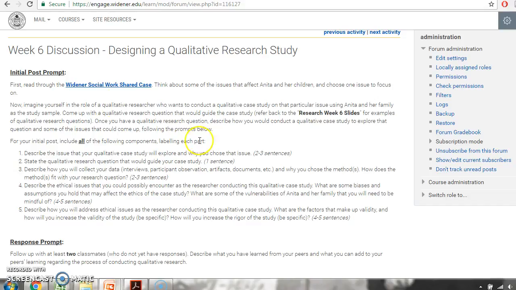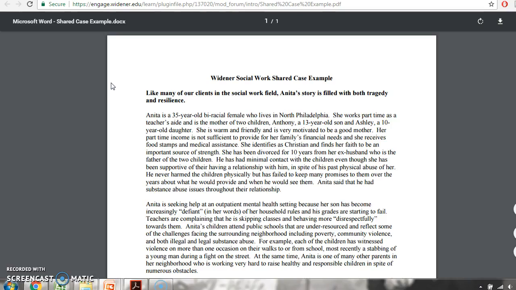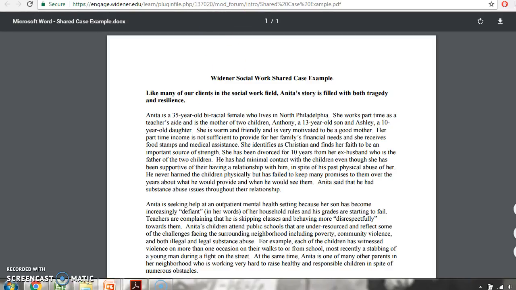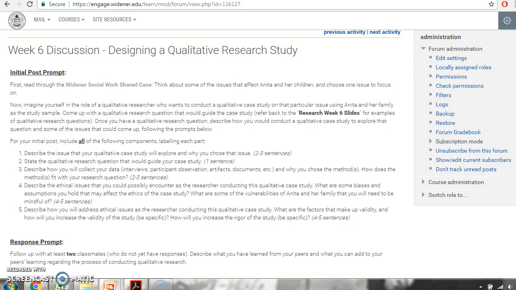So if we were just to look at this quickly, one of their challenges relates to having adequate income to meet the family's financial needs. Another issue relates to lack of contact with her ex-husband, in his role in caring for their children. So there's a number of other issues in here as well. So you want to focus on one issue.